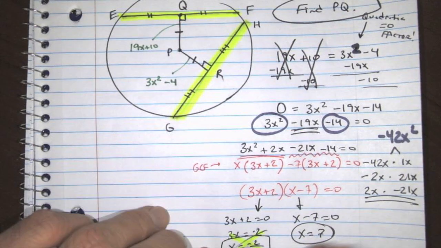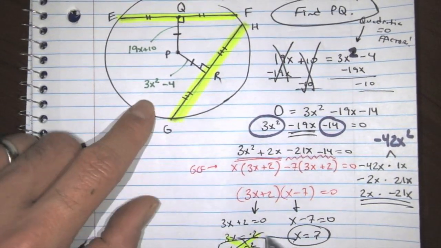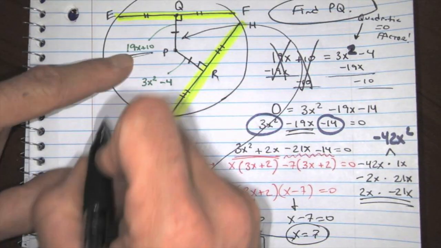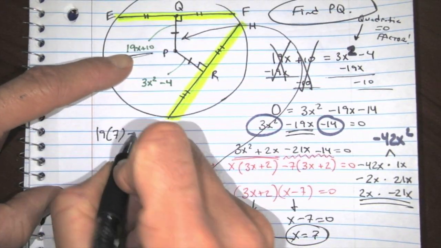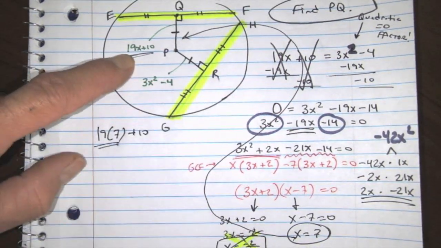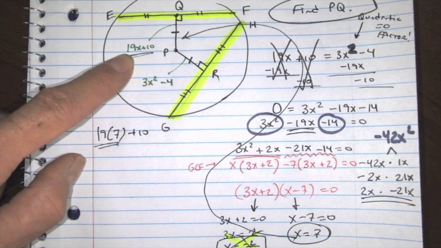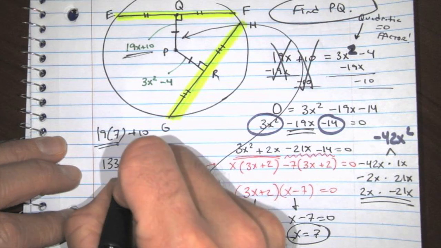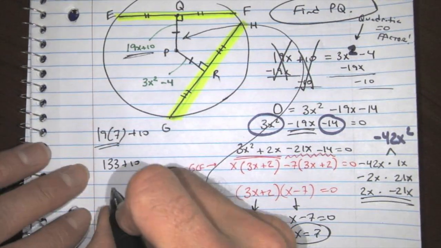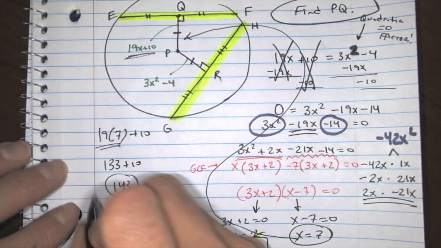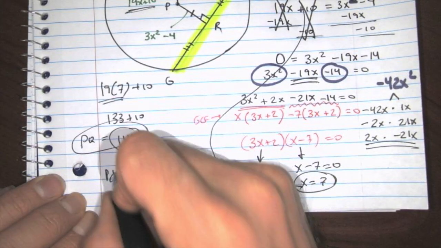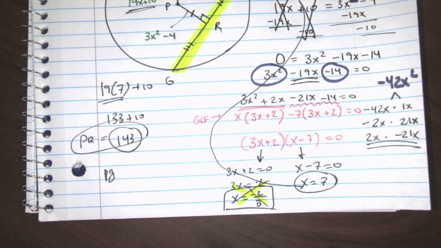So that's gone. X equals 7 is the only answer, so go ahead and plug it into PQ, which is this expression right here. 19 times 7 plus 10. 19 times 7 is, let's see, 70, 133? Plus 10, 133 plus 10 is 143. Everybody, that's your PQ.